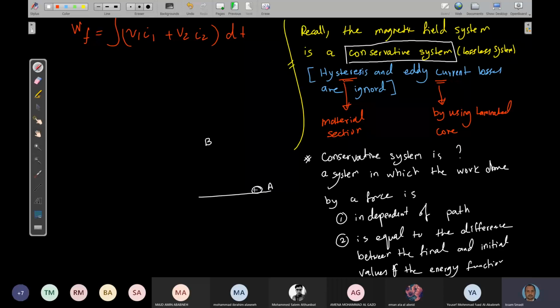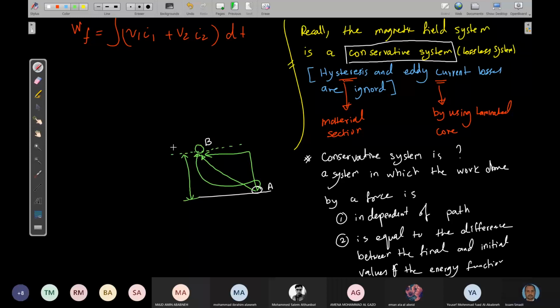Now, if I move the ball from A to B, either using this path or using this path or using this path, in the end of the day, the work done by the force is independent of the path, yes or no? Here, the potential energy is the same, whatever path I'm taking.